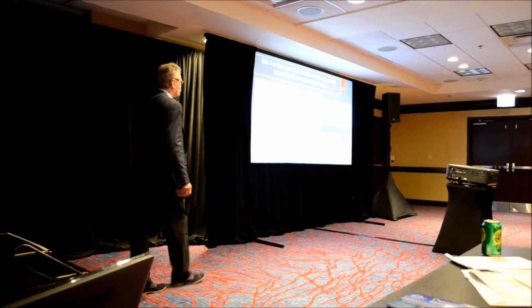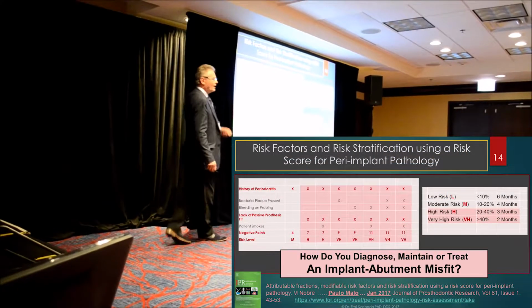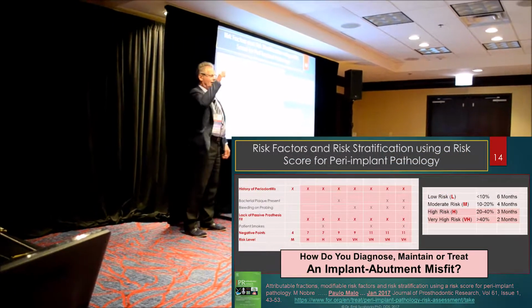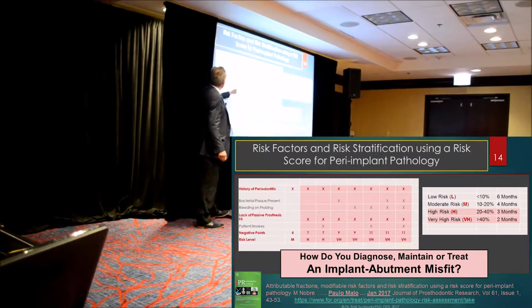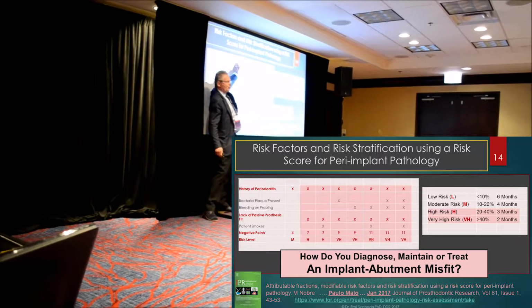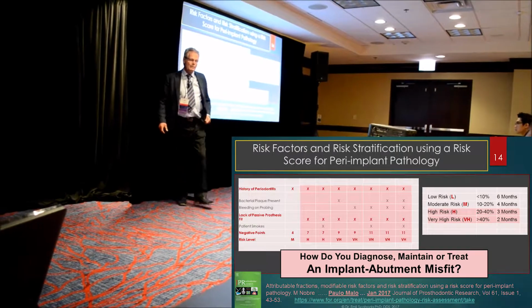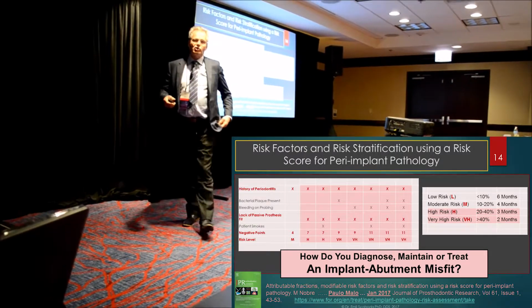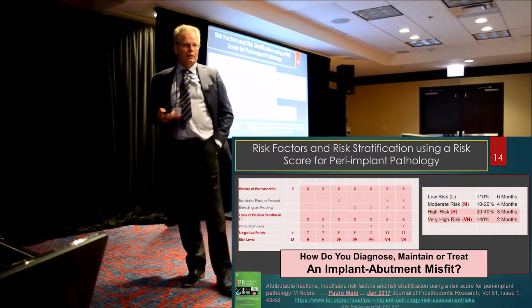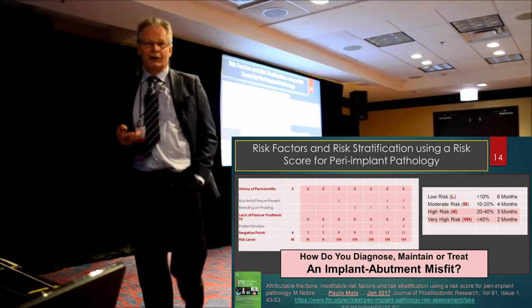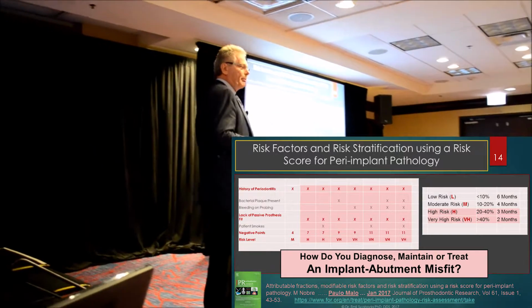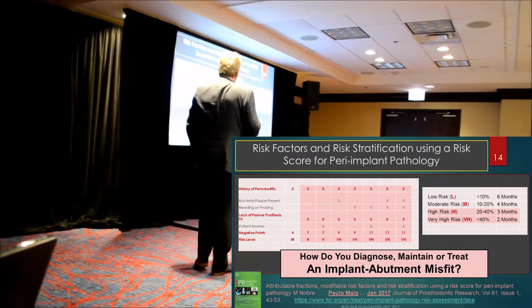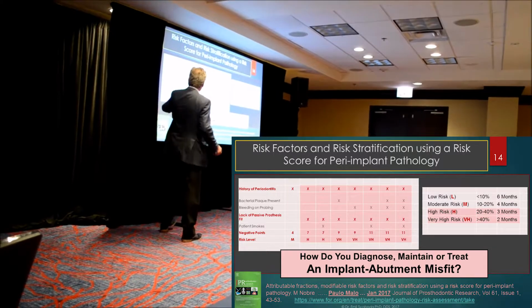So here's Paulo Malo's risk factor thing. And what I did, I took my Excel sheet and I just plugged in stuff all over the place. And I took only the people with a history of periodontitis. Now, how many patients do you have that lost all their teeth that didn't have a 5mm or a 6mm pocket? So I would say a great percentage of the population that have lost all their teeth probably have a history of periodontitis.